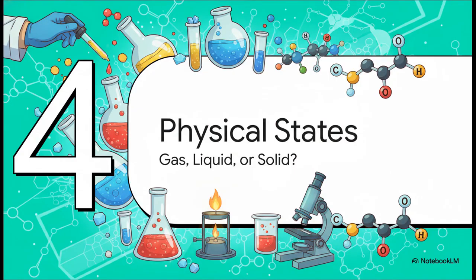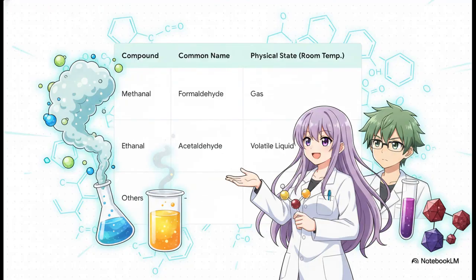Phew, we've covered a ton of synthesis. So let's take a quick breather and look at the physical nature of these compounds. I mean, what do they actually look and feel like in the lab? This table gives us a great snapshot. The simplest aldehyde, methanal, you probably know it better as formaldehyde, is actually a gas at room temperature. The next one up the chain, ethanal, is a volatile liquid. And as the molecules get bigger and heavier, both aldehydes and ketones are usually found as liquids or even solids.